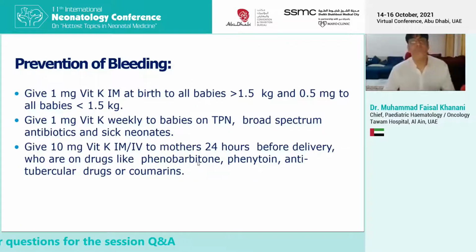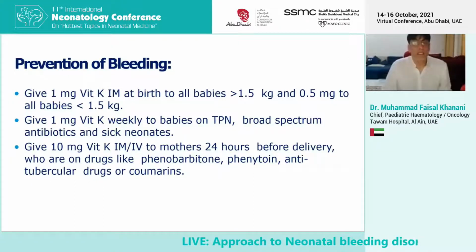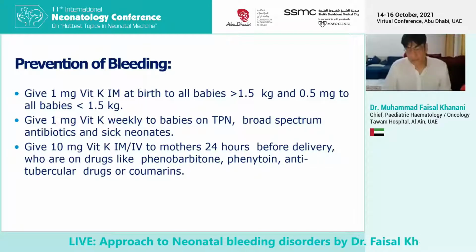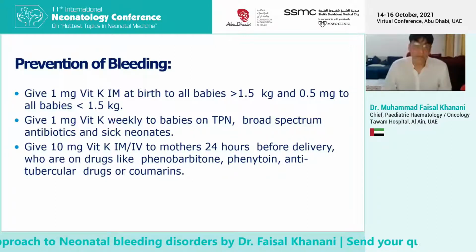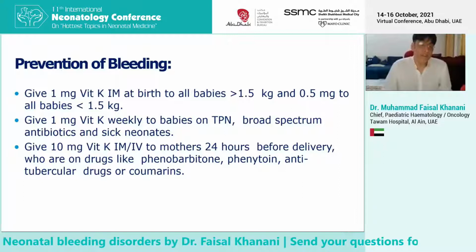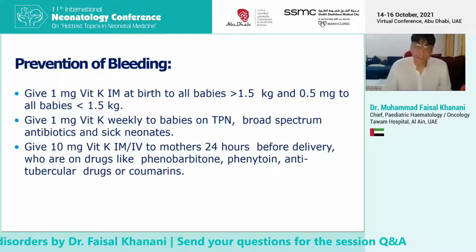Now, prevention of bleeding. Normally the practice is to give 1 milligram of vitamin K at birth to all babies more than 1.5 kg, and 0.5 milligram to the smaller babies. If the baby is on TPN or broad spectrum antibiotics, you give it weekly sometimes. Also give 10 milligrams to the mother before delivery if she is on antiepileptic medications like phenobarb or phenytoin, taking anti-TB drugs, or getting coumarins like warfarin.